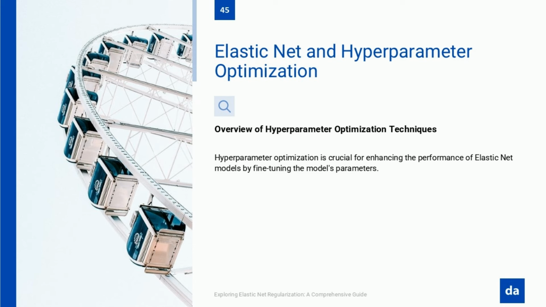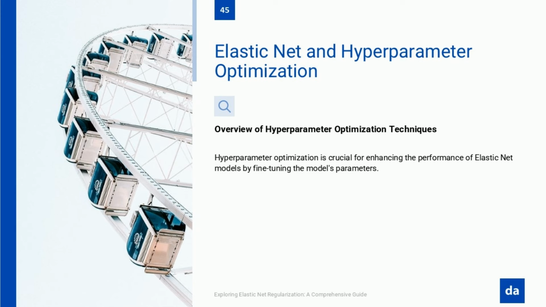Then there's alpha, which determines the mix of Lasso, L1, and Ridge, L2 penalties. An alpha value of 1 makes the model behave like Lasso, aggressively shrinking coefficients and setting some to 0. An alpha value of 0 makes it behave like Ridge, keeping all features but reducing their influence. The sweet spot is usually somewhere in between, depending on the data set.